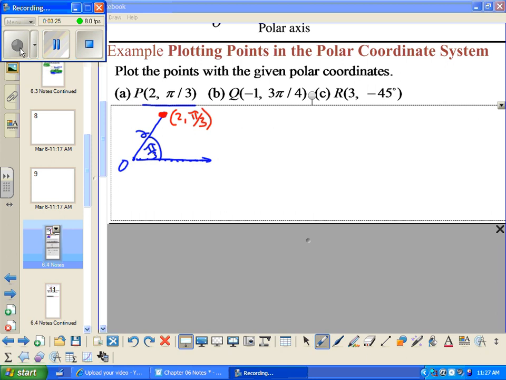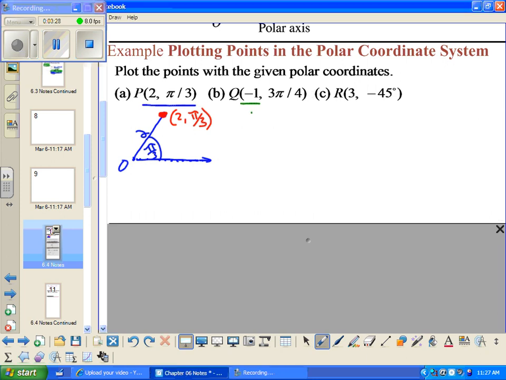This next one is the polar coordinate (-1, 3 pi over 4). Again, say this is that O, our horizontal would head this direction. 3 pi over 4, we know that's in the second quadrant, somewhere approximately in this direction. However, our distance is negative, which means we're heading 1 unit in the opposite direction. That's the point that we will want. This would be (-1, 3 pi over 4).